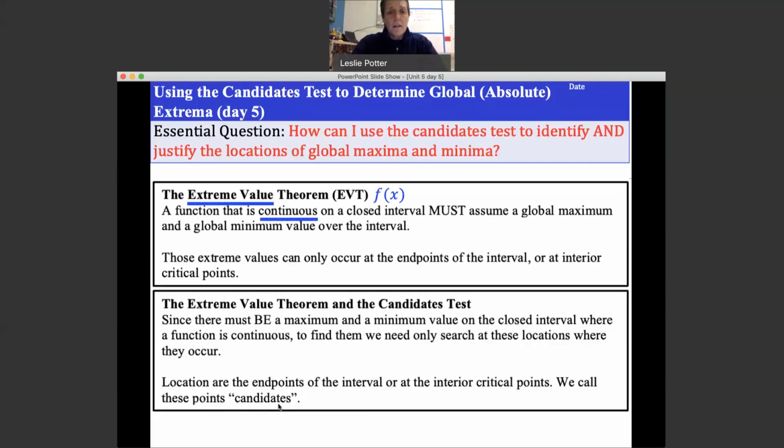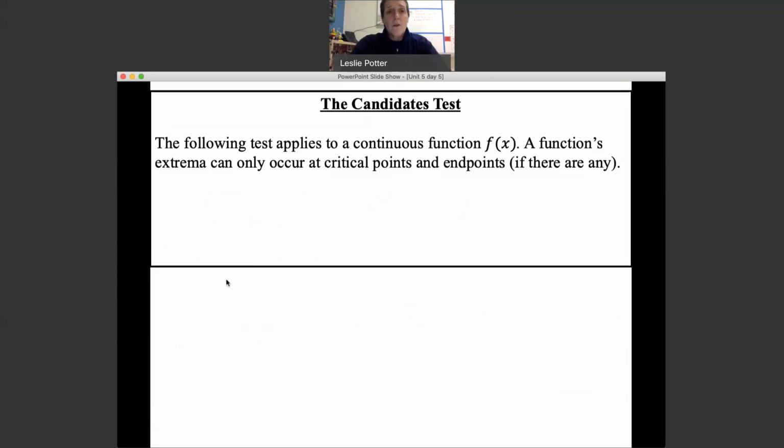So things to highlight here: the extreme value theorem is coming into play again. Extreme values means we want function values. That's what we're looking at evaluating. It must be a continuous function on a closed interval. Extreme values are occurring at the endpoints or the critical points. So that's what I was just commenting, either the endpoints or the critical points, which are those hills, valleys, cusps, and corners. And we call them candidates. The following steps apply to a continuous function. Function extrema can only occur at critical points and endpoints.